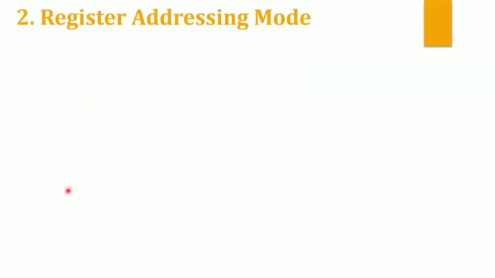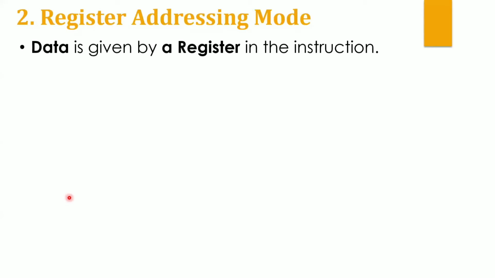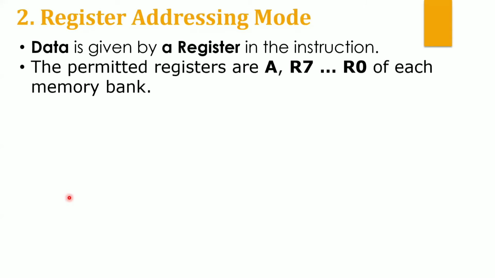Register addressing mode. So the first one is immediate addressing mode, the next one is register addressing mode. In the first addressing mode, we gave the data directly in the instruction. But here, we are giving the data inside a register, and that register is given in your instruction. Understood this point?